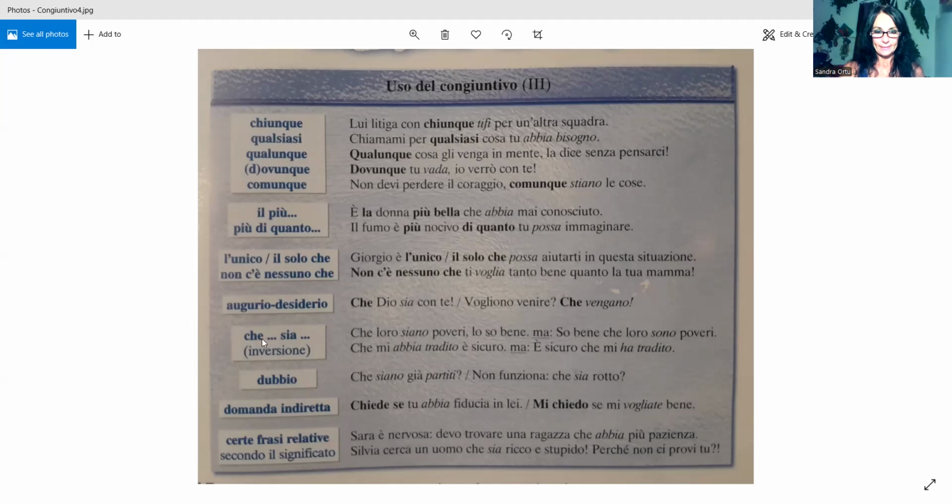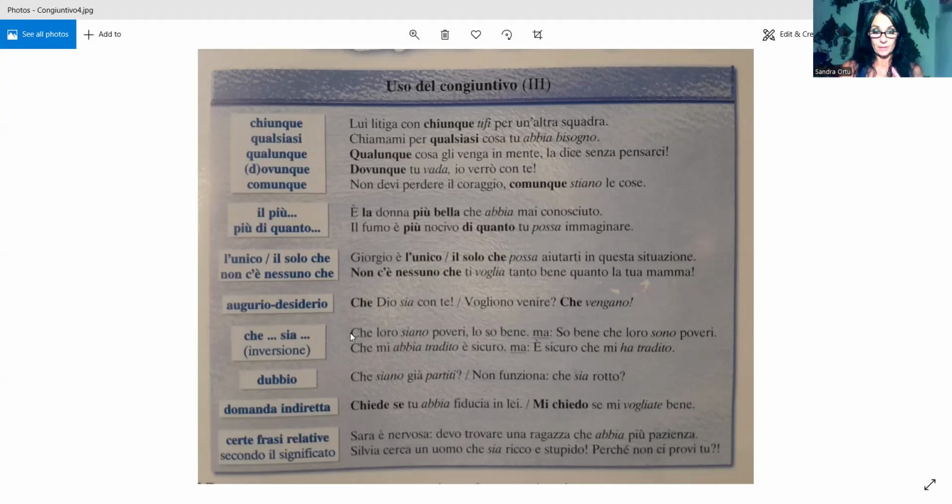And then this is a very specific construction, but we'll see this one actually. Che loro siano poveri, lo so bene. Here we are starting with che, like this one, but this is like, as I said, you're wishing for something to go well, etc.